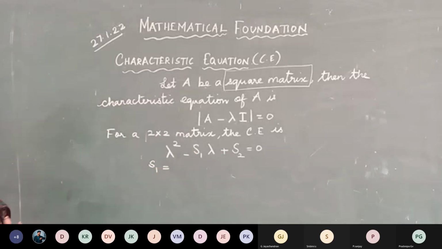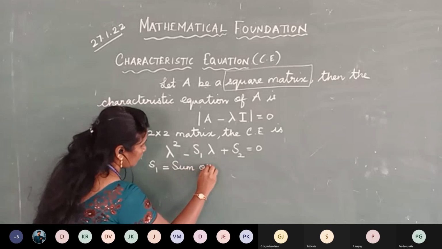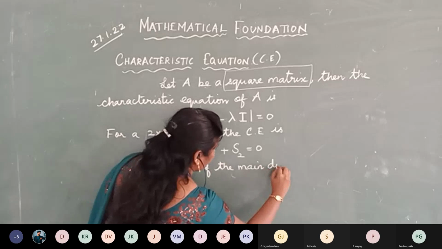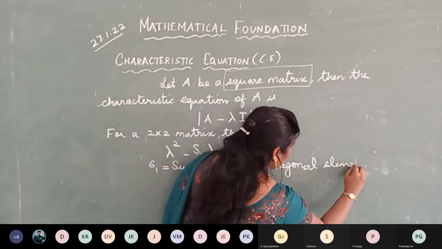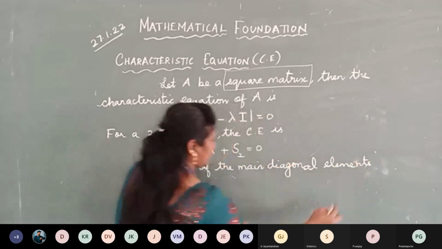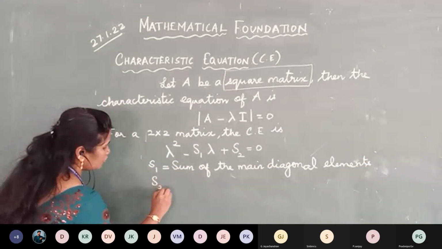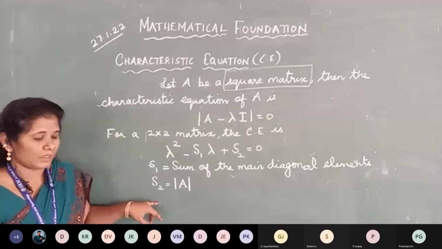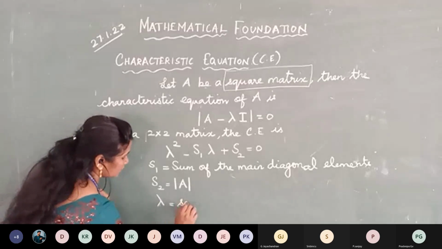Your S1 is the sum of the main diagonal elements. You know what your diagonal elements are. Your S2 will be equal to the determinant of A. You know how to find the determinant of A. And lambda is a scalar.